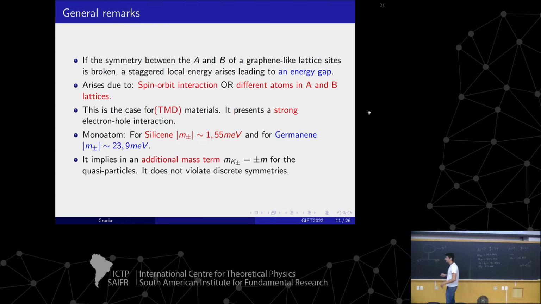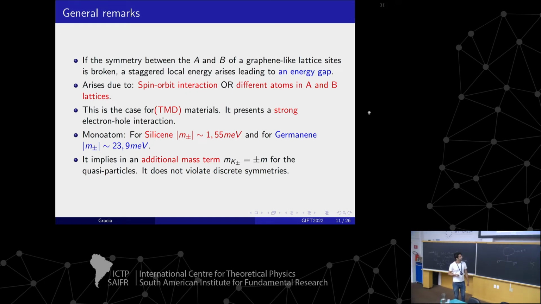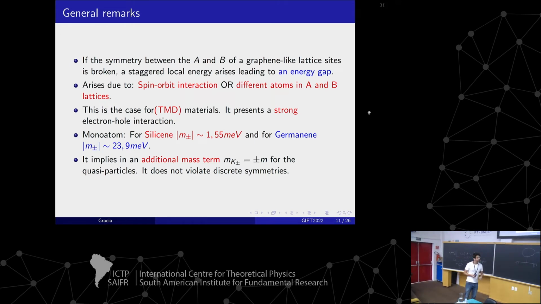For graphene, we obtain a kind of massless quasi-particle. But a mass gap can arise if there is a kind of asymmetry between the A and B non-equivalent sites of the honeycomb lattice. It can occur due to spin-orbit interaction or due to the presence of different atoms in the A and B lattice. For the case of graphene, they are the same atoms. Of course, this energy gap associated to a kind of mass term for this lattice is of order given above for silicon and germanium.